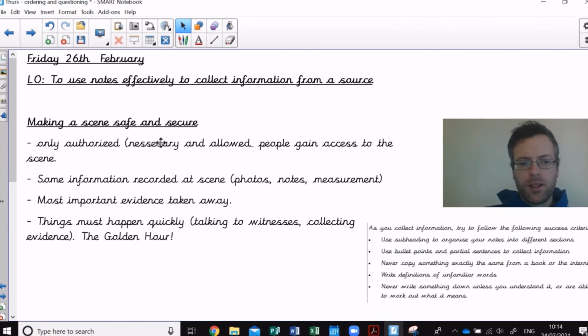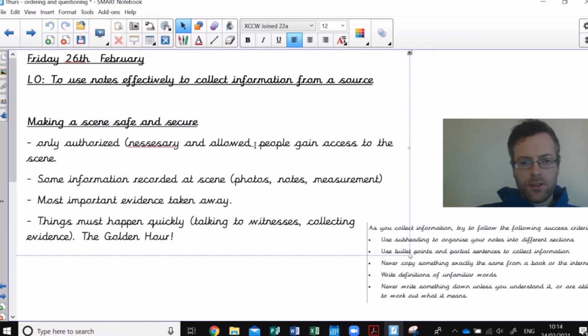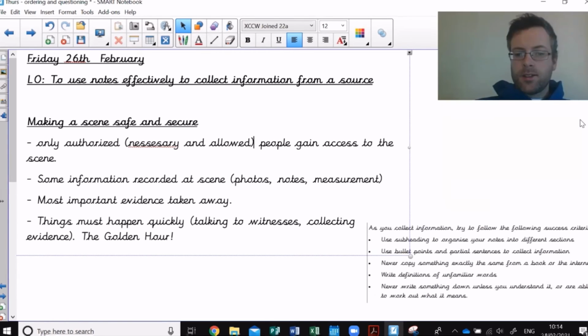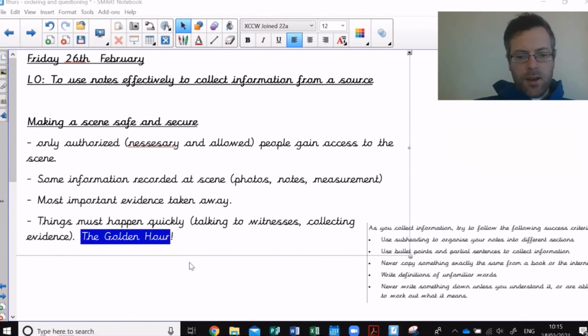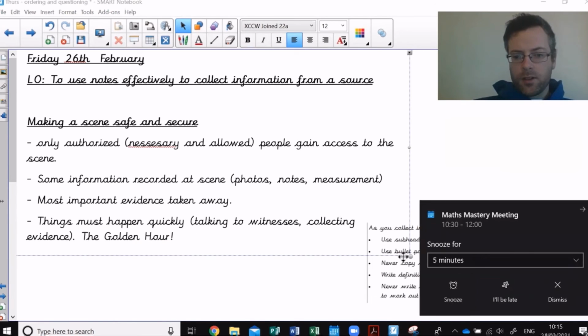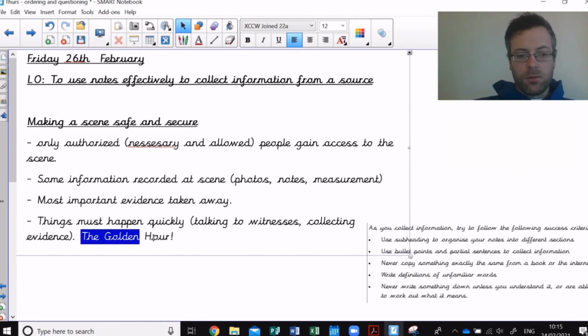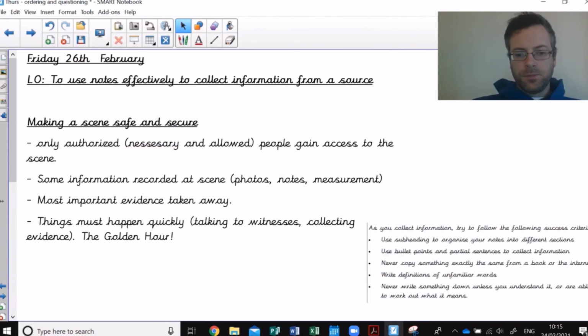Anything I was unfamiliar with, like this authorised, I've written what I think that means. Some of us might need to use an online thesaurus to help us do that. And I've never written something down unless I understand it. I understand what all of this means. That golden hour, what that means is that you have like this 1 hour to get stuff done before it's maybe too late. Okay? So Year 6, your task for today.